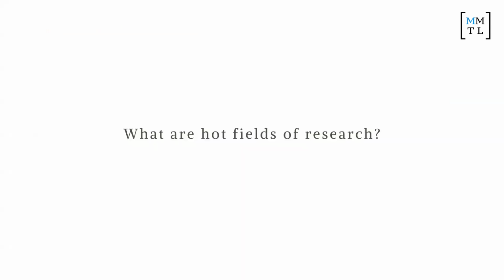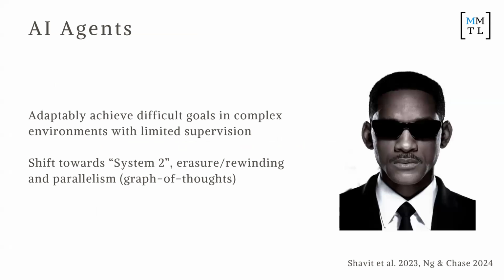All right, what are hot fields of research? So, a very hot field of research in the last 2 months is a concept called AI agents, which is agents that are able to adaptively achieve difficult goals in complex environments with limited supervision. Okay, so that is, for example, very similar to working in a hospital. When you need to do something, it is a complex environment. You need to adapt around if you run into issues, right? And the AI is actually able to see a hurdle and go around it and work around the problem.